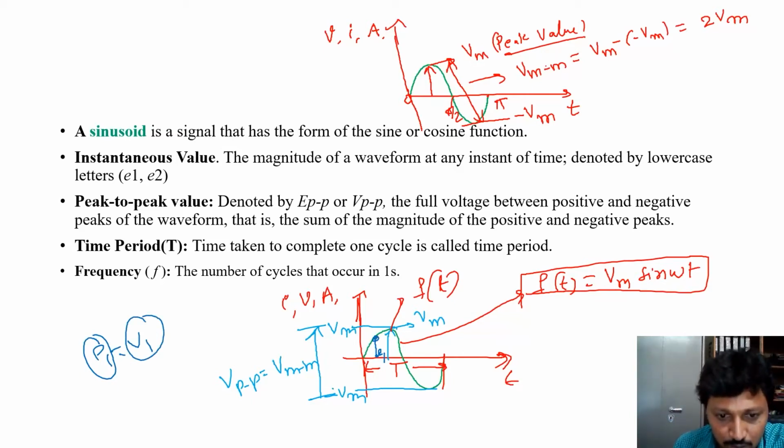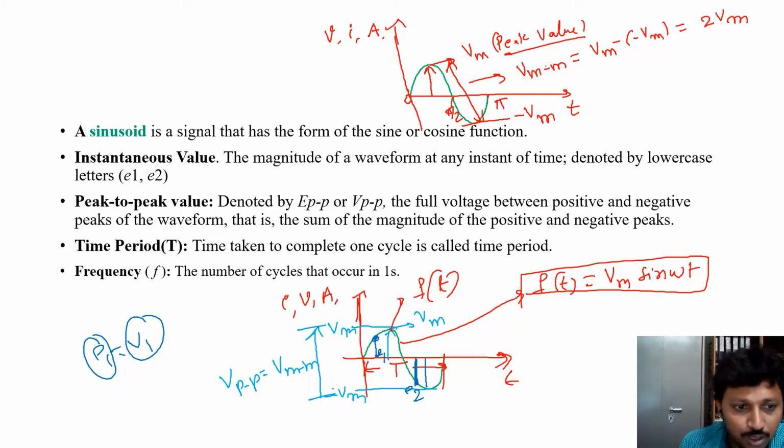So at this point, how much voltage? So I will come to know. So that is the instantaneous value at any point. Here I want to find at this point. This is E2. What is the instantaneous value at this point, E2? What is the voltage? So that I can find.